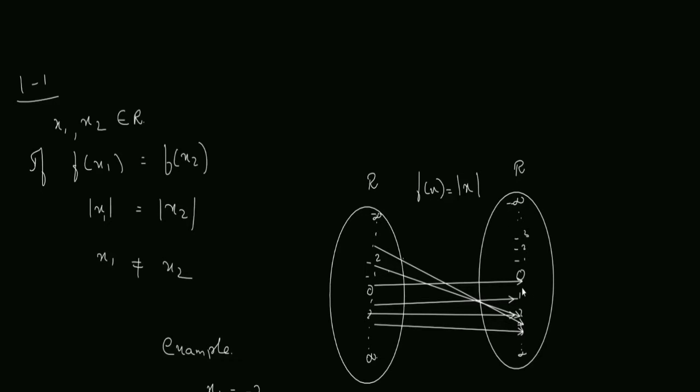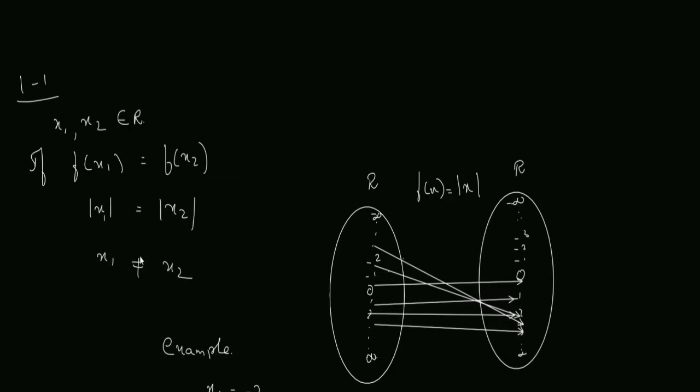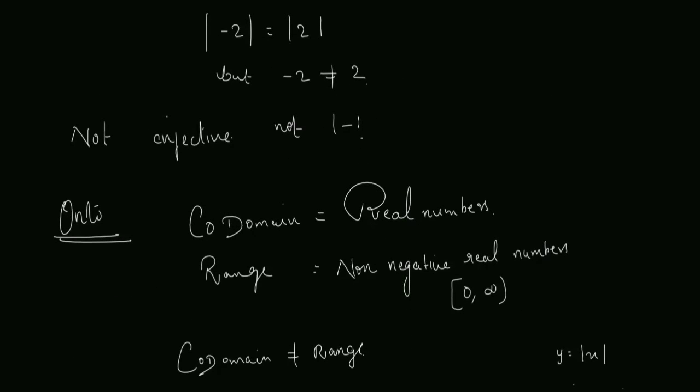Now the codomain is the set of real numbers. The range is only non-negative numbers. Therefore the function is not onto also. Now we'll prove that the function is not one-to-one. Let x1, x2 belongs to R. f of x1 is equal to f of x2. That means modulus of x1 is equal to modulus of x2 and x1 is not equal to x2. So we can prove it by an example. Take x1 as minus 2 and x2 as plus 2. Modulus of minus 2 is 2 and modulus of 2 is 2. So modulus of minus 2 is equal to modulus of plus 2, but minus 2 is not equal to plus 2. Therefore the function is not one-to-one and it is not an injective function.